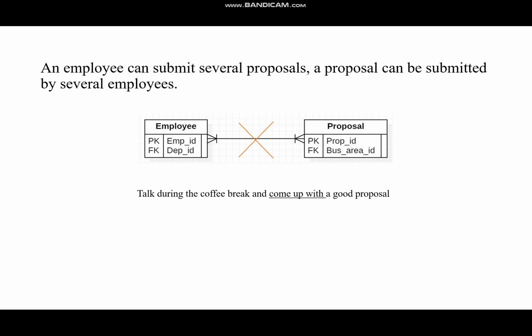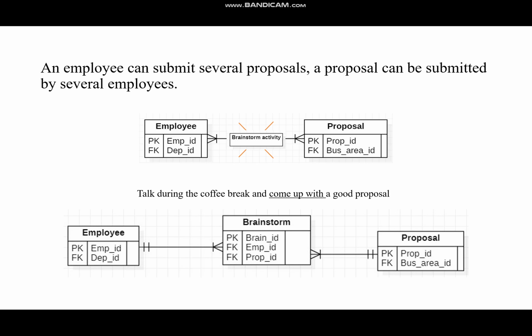So we need to objectify this relationship, and the activity of taking a coffee break and coming up with the idea, I've objectified as a brainstorming activity. Therefore we can change the many-to-many relationship so that an employee can be part of many brainstorming activities, but one brainstorming activity can only be done by one employee. And a proposal can be part of many brainstorming activities, but one brainstorming activity can only be connected to one proposal.